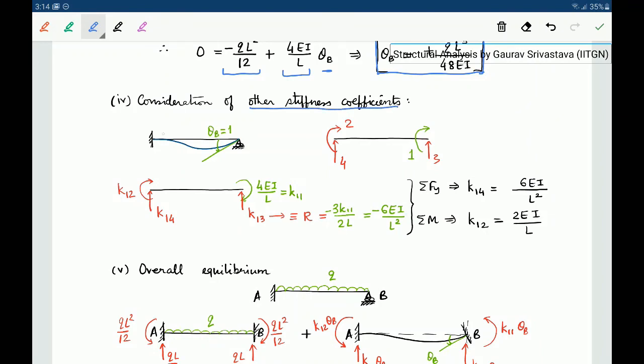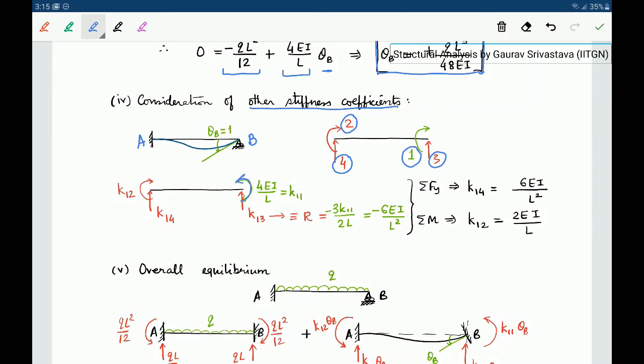Okay, so in the original beam AB, let us say the rotation at point B we were calling coordinate 1, and the rotation at A we call coordinate 2, then the vertical movement at B we call coordinate 3, and the vertical movement at A we call coordinate 4. So there are now 4 coordinates, so we can write 4 stiffness coefficients, right?